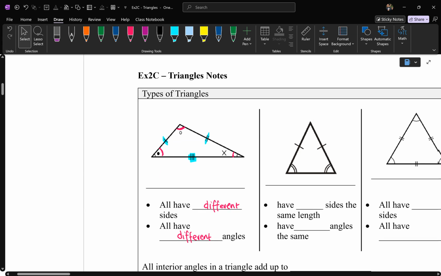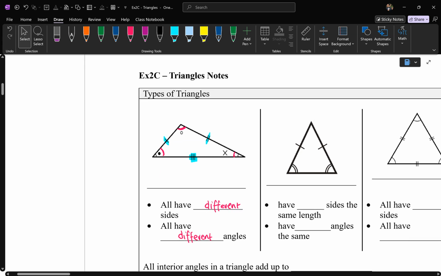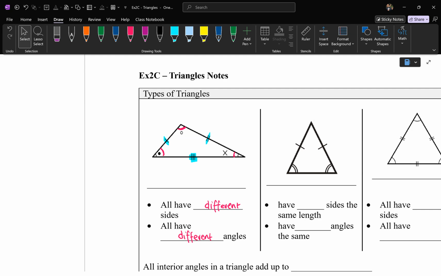angles. Now, if you have different sides and different angles, what's the name for this type of triangle? Anyone know? Hands up if you know. Leon? Scalene, very good. So write this down. It's a scalene type of triangle where all sides are different and all angles are different.